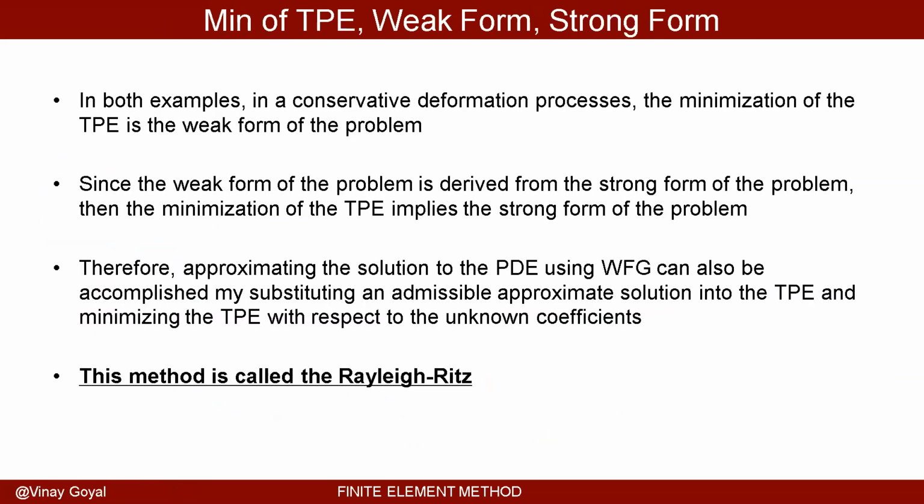In both examples, in a conservative deformation process, the minimization of the total potential energy is a weak form of the problem. Since the weak form of the problem is derived from the strong form of the problem, then the minimization of the total potential energy also implies a strong form of the problem. Therefore, approximating the solution to the PDE using the weak form Galerkin can also be accomplished by substituting an admissible approximate solution into the total potential energy and minimizing the total potential energy with respect to the unknown coefficients. And this method is called the Rayleigh-Ritz.